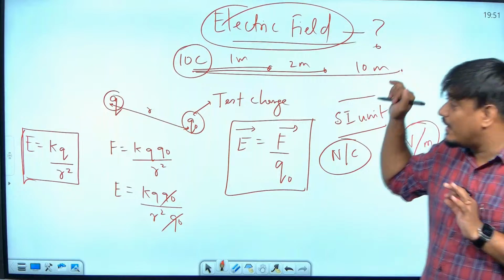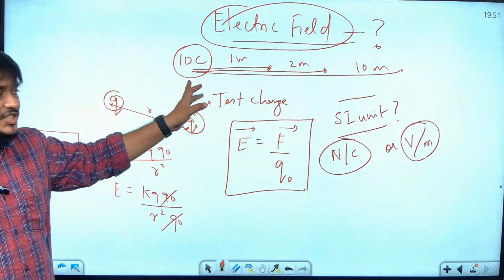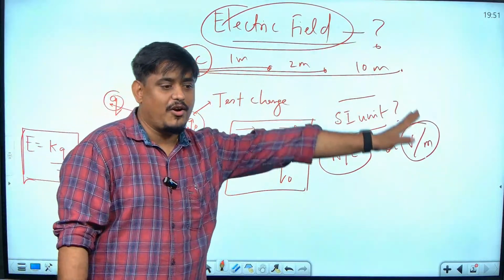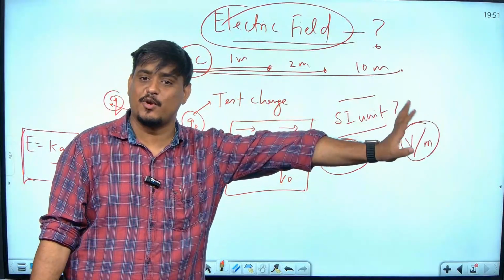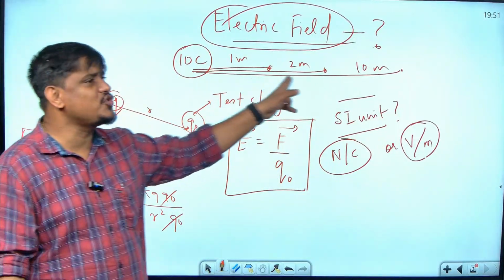So you can understand that electric field due to a particular charge is depending on what? On distance, how much away you are going from it. And you can see one more thing. It is reducing as you go away. Can you feel it?